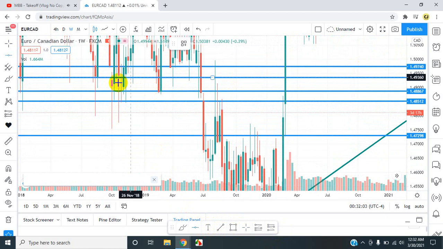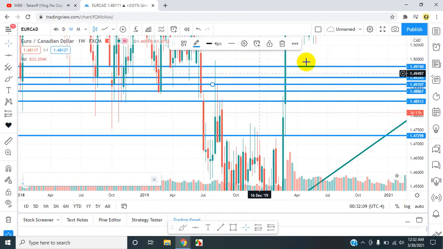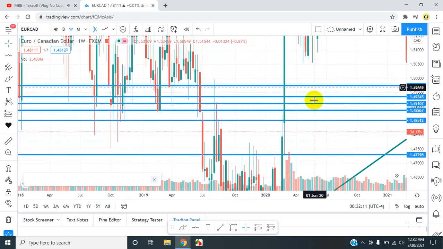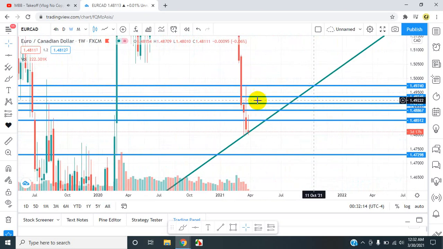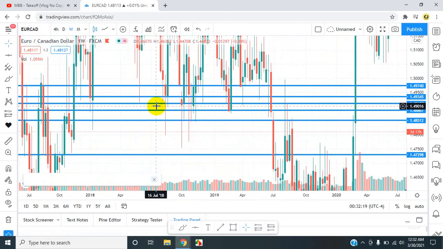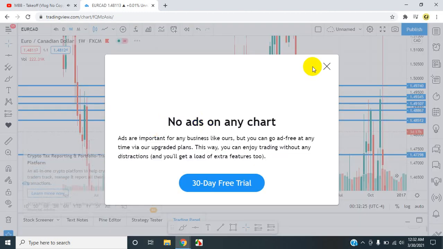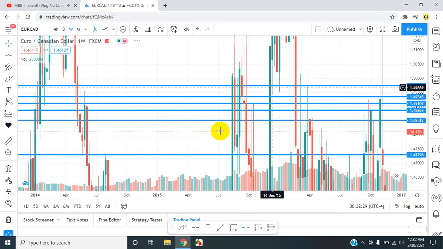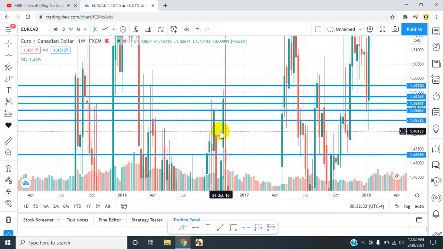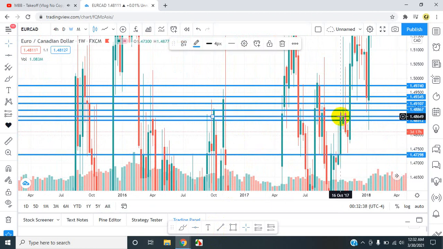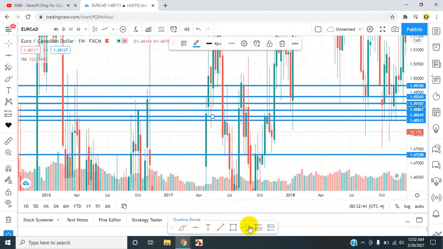This one's kind of hidden. Okay. And it gets respected by that doji right there too. There's another inverted peak right here. I went too far down. There's another inverted peak right here. There's also another one here. Inverted peak.